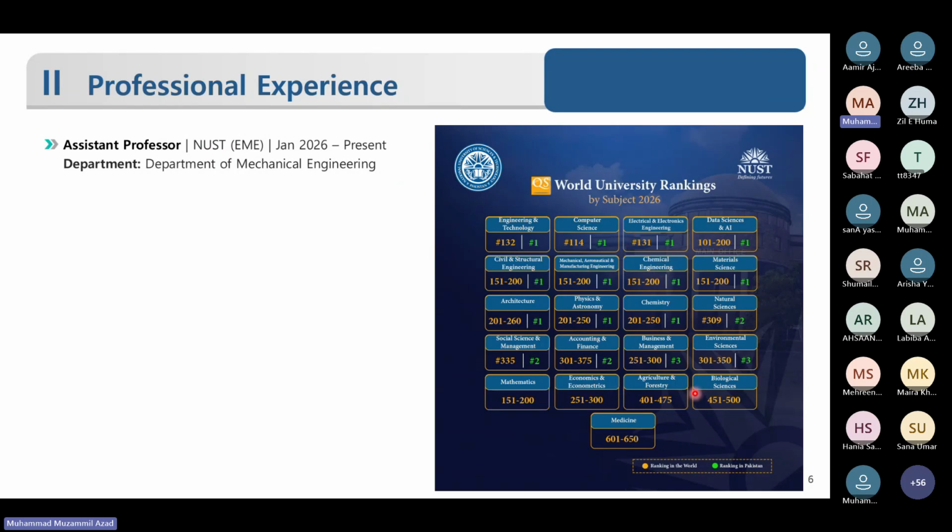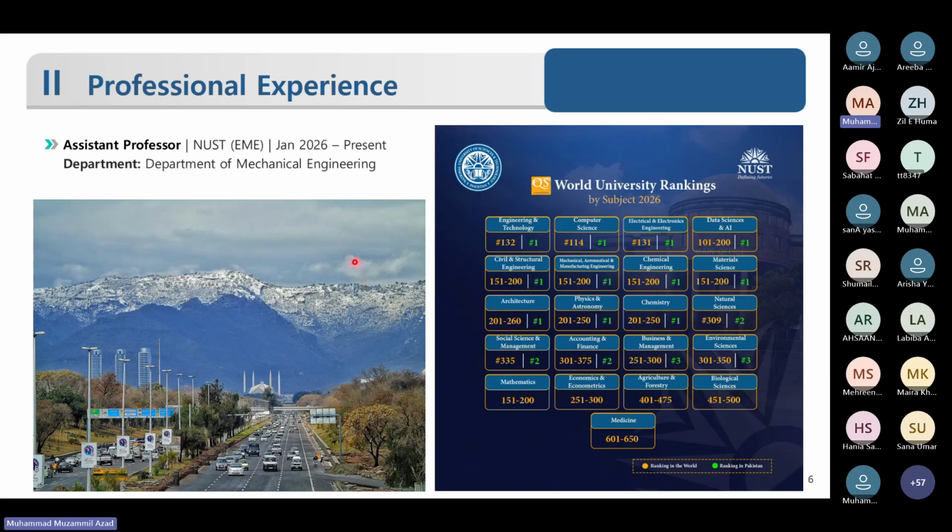These are the rankings of the university based on different departments. The blue one is all across the world, based on the QS world ranking, and the green one is the ranking in Pakistan. Here we can see that in most of the departments, NUST is the #1 institute currently in Pakistan, and I belong to this engineering and technology sector. In this category, NUST is the #1 institute in Pakistan, and it is ranked 132 in this category. NUST is located in the beautiful city of Islamabad, which is also the capital of Pakistan, and it is worth visiting, I guess. The campus I am in is located near Islamabad, in Rawalpindi.